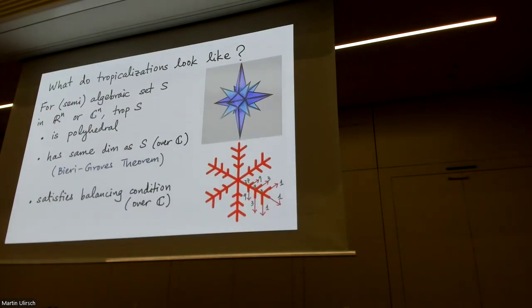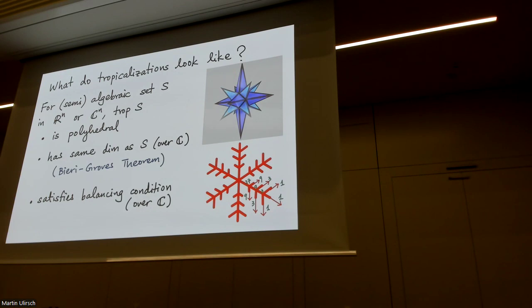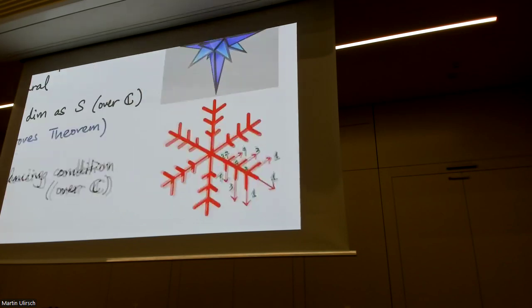So in general, what do tropicalizations look like? For algebraic sets or semi-algebraic sets, your tropicalization is always a polyhedral object, like this one. It is piecewise linear, defined by linear equations and inequalities. Over C, things are a little bit nicer for algebraic varieties. The Bieri-Groves theorem, which I think one of these people was in Frankfurt, says that this tropical object has the same dimension as the algebraic variety, and satisfies something called the balancing condition.